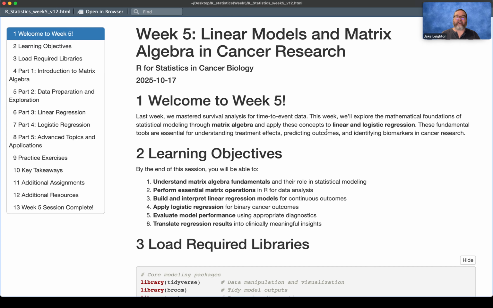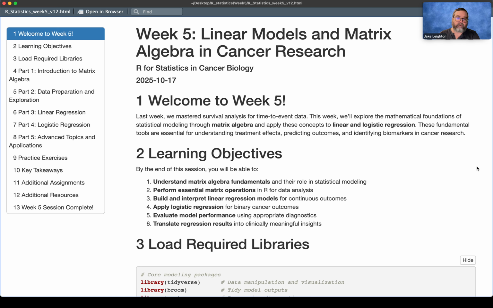This will be our final week, and I'm excited to talk to you today about linear models and matrix algebra that is found and utilized in cancer research. And we talked about survival analysis last week. It was a very useful application of R and computational biology, right, to clinical analysis. And today we'll be talking about one of the most used concepts there is: linear and logistic regression.